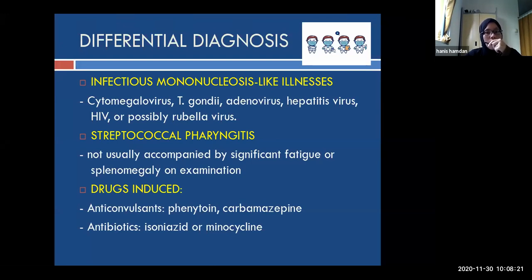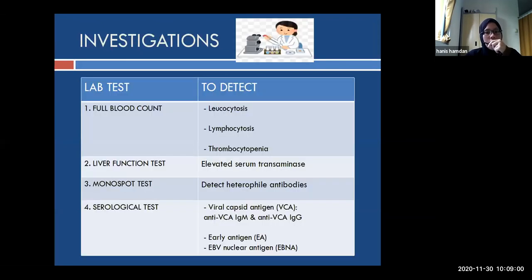Second, it may be streptococcus pharyngitis. This is caused by group A streptococcus. As for streptococcus pharyngitis, it also can present with clinical features of fever, lymphadenopathy, as well as pharyngitis, but it is not usually accompanied by significant fatigue or splenomegaly on examination. The mononucleosis syndrome also can be drug induced, such as by anticonvulsants, which are phenytoin and carbamazepine, or antibiotics like isoniazid or minocycline.